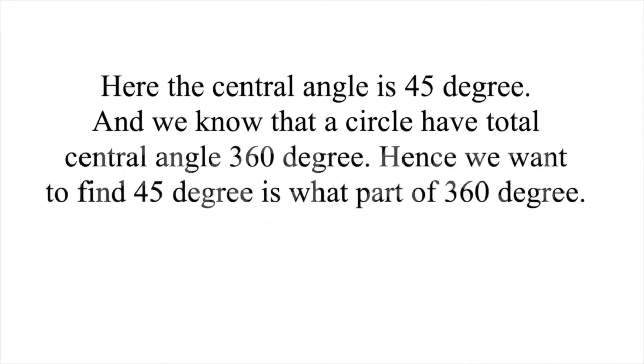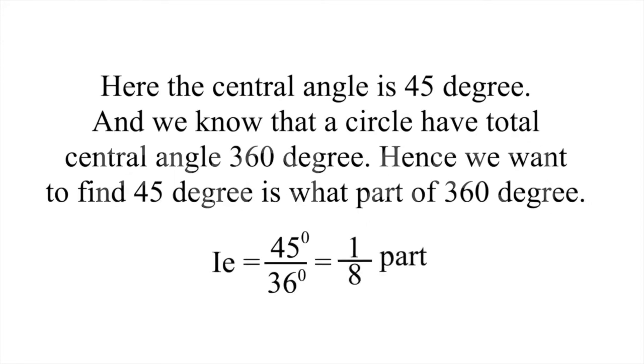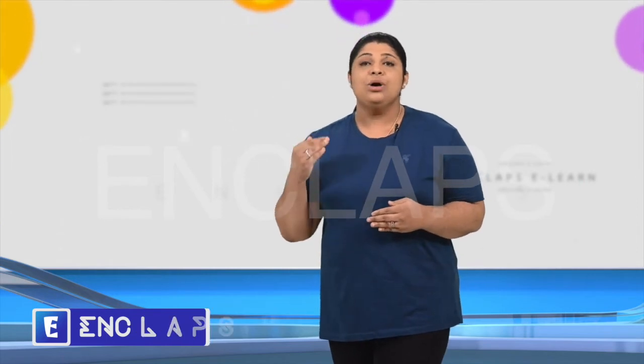Here the central angle is 45 degrees, and we know that a circle has a total central angle of 360 degrees. Hence we want to find 45 degrees is what part of 360 degrees. That is 45 divided by 360, which is 1 by 8 part. The arc length of a sector is proportional to the central angle. So this arc length is 1 by 8 of the circumference of the full circle. This arc becomes the base circle of the cone.